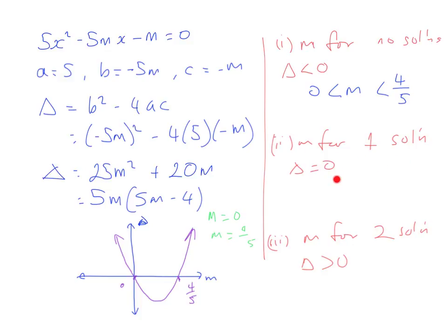M for one solution, that means that value of m is when it equals 0. So that's going to be that point there and that point there. So it's when x equals 0 or 4 over 5. Then I've got when it's greater than 0, so that was this part here and this part here. So these are all the values where m is less than 0, and m is greater than 4 over 5.